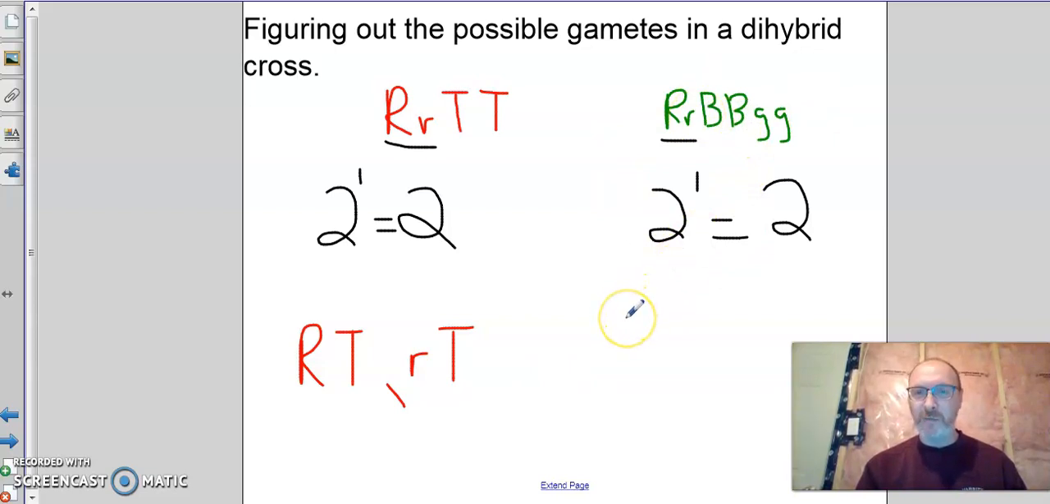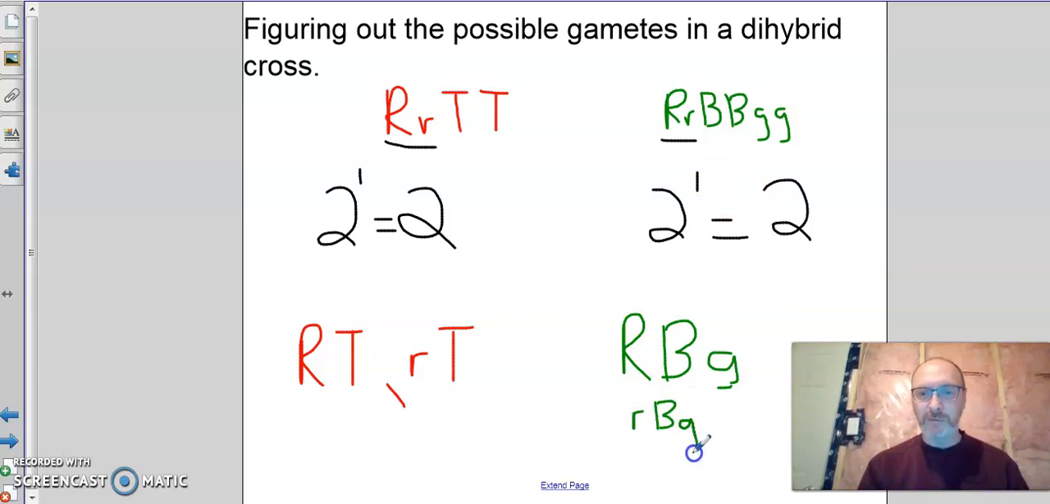Over here, again, I want to make sure that I have an R, a B, and a G in all the gametes that I'm going to be writing down. So there are 2 possibilities. What are the 2 possibilities? Well, let's back that up and change that color to green again. So it's big R, big B, and little g. What's the other one? Well, it's little r, big B, little g. Why don't we have any little b's or big g's in my gametes? Well, they're not provided in the genotype of the parent.